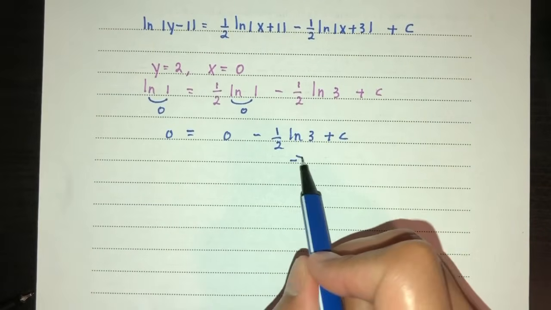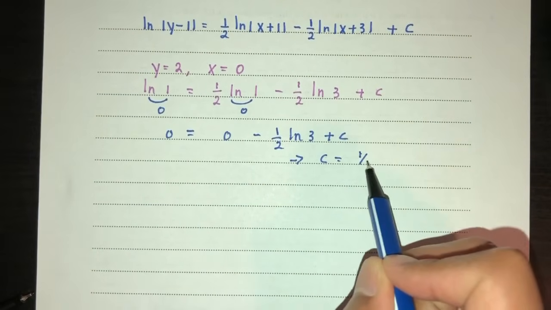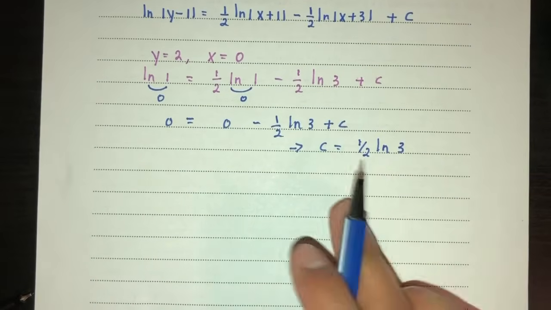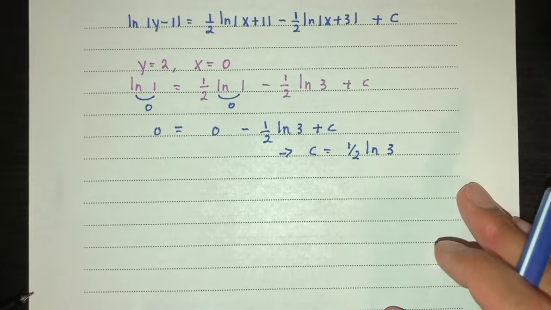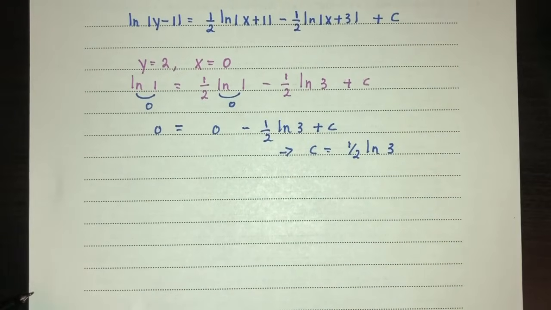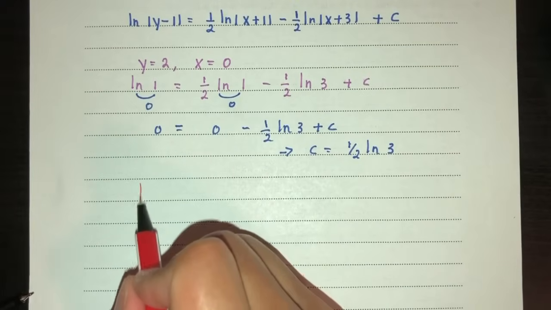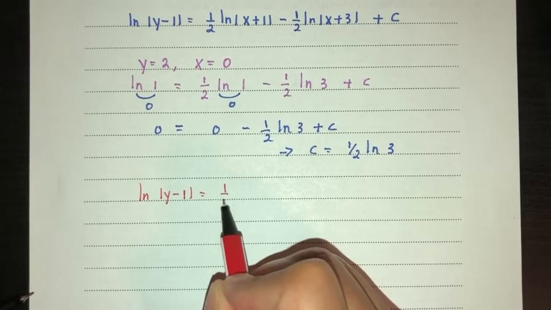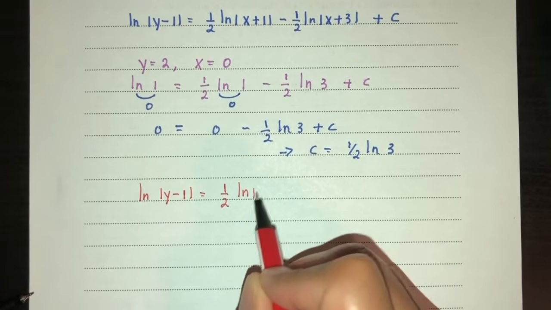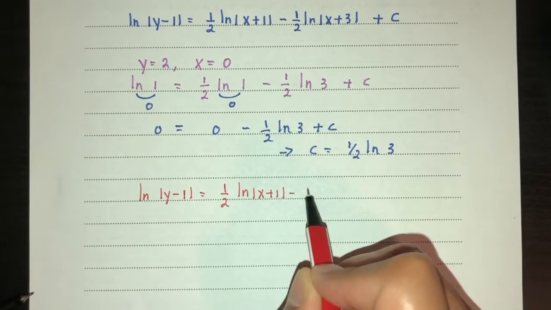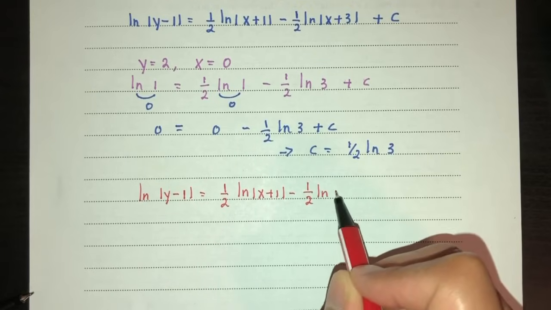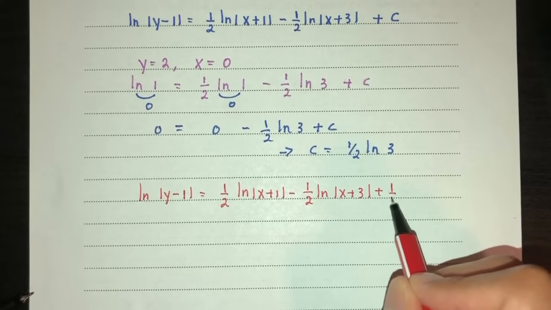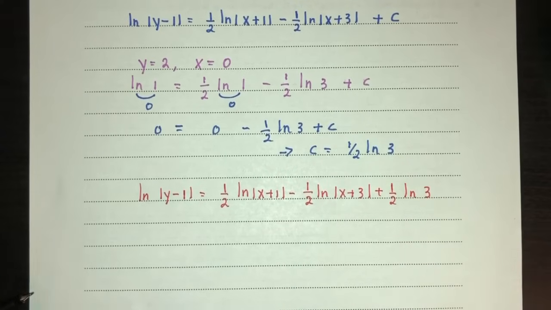So from this you observe c is equal to half ln 3. Right. So basically if you put this back in the equation, our equation will be ln(y - 1) = half ln(x + 1) - half ln(x + 3), and finally c will be half ln 3.